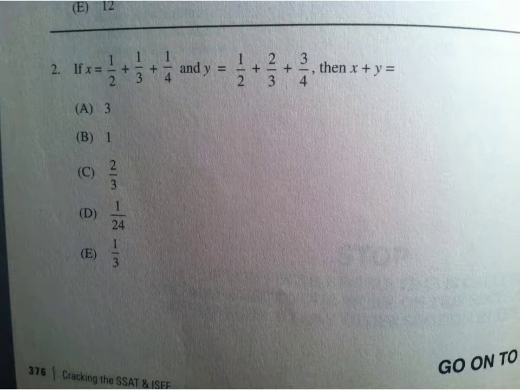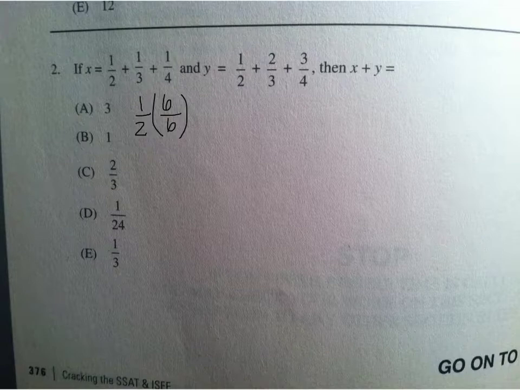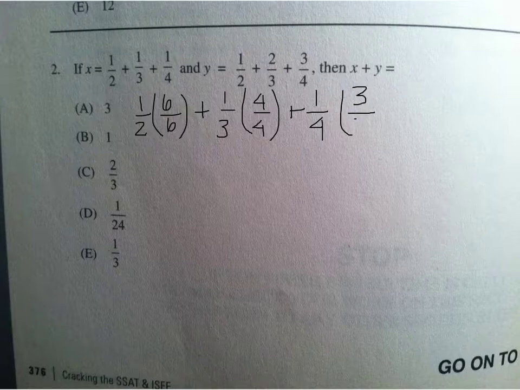So since we said the least common denominator for these numbers is 12, we'll have to multiply the denominator by a number in order to get to 12. So we're going to first start working with x here. So 1/2, in order to get to 12, we have to multiply both the numerator and denominator by 6. For 1/3, we'll have to multiply the numerator and denominator by 4. And for 1/4, we'll have to multiply the numerator and denominator by 3.